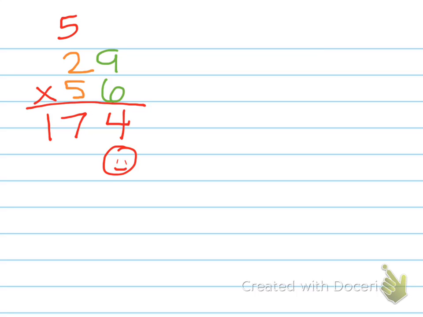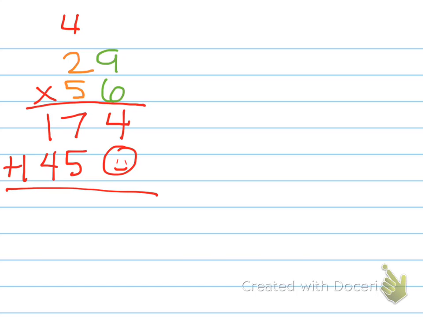Now I need to move on to my 10s, but before I do that, I have to add my placeholder. Okay, when I added my placeholder, I erased the 5 that was above the 2. Now I need to go 5 times 9 is 45. My 4 is going to go right there. My 5 goes down here. 5 times 2 is 10. Plus 4 is 14.